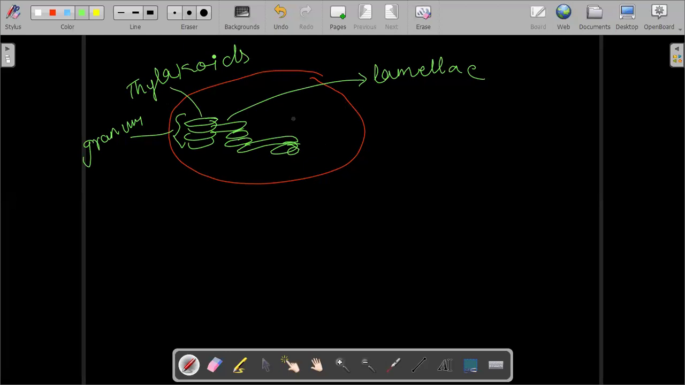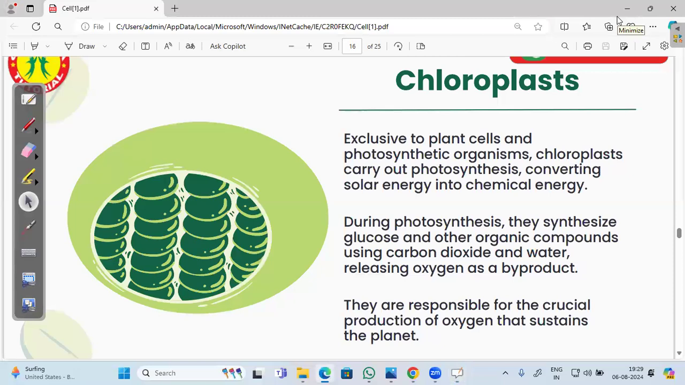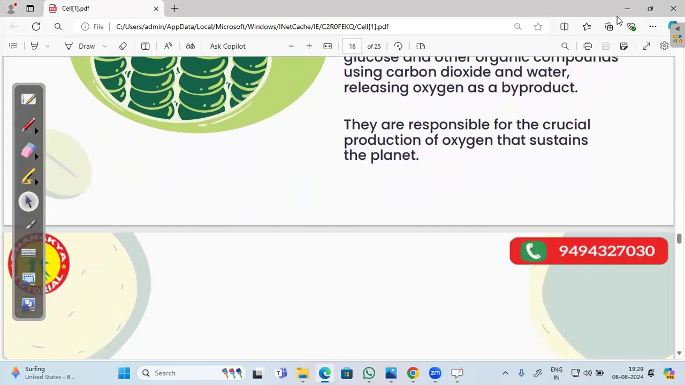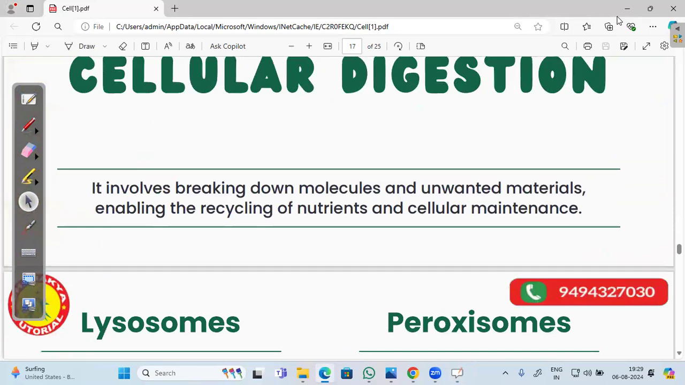These chloroplasts contain the green pigment, which is called chlorophyll. Can anyone tell the role of chloroplast during the process of photosynthesis? What is the role of chloroplast during photosynthesis? It absorbs the sunlight. Yeah, absorption of the sunlight.